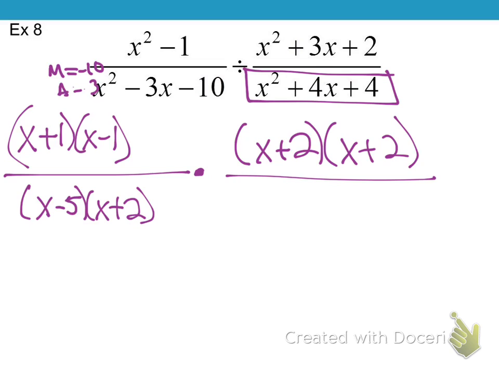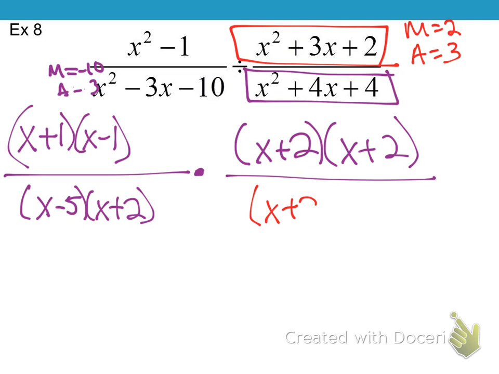And now this guy, trying to color code it, now becomes my denominator. So I changed the sign and I flipped it and I factored it in this first step. What multiplies to 2 but adds to 3? 2 and 1. So x plus 2, x plus 1. Then what? X plus 2 and x plus 2. Ooh, x plus 2, x plus 2.